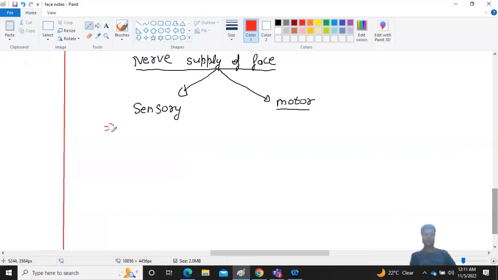This is for touch, pressure, sensations, and this is the motor supply for muscle movement, muscle facial expression, for muscles of face.